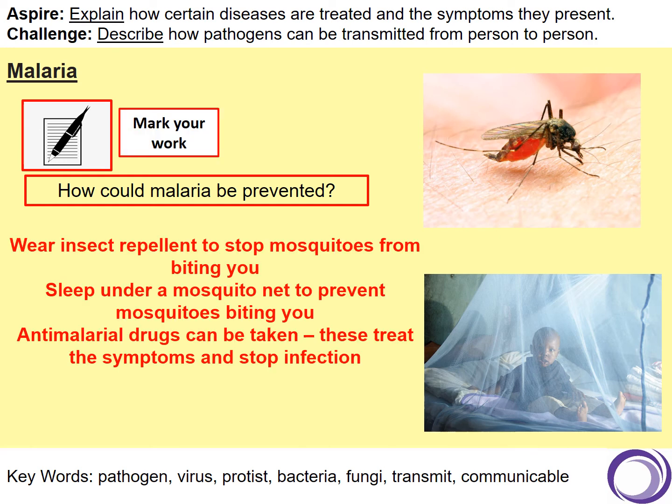So guys, hopefully you've got written down some ideas of how malaria can be prevented. These are some of the ways that it actually can be prevented. So you can wear insect repellent to stop the mosquitoes from biting you, sleep under a mosquito net to prevent the mosquitoes from biting you, and take anti-malarial drugs, and these help to treat the symptoms and stop the infection from actually happening.